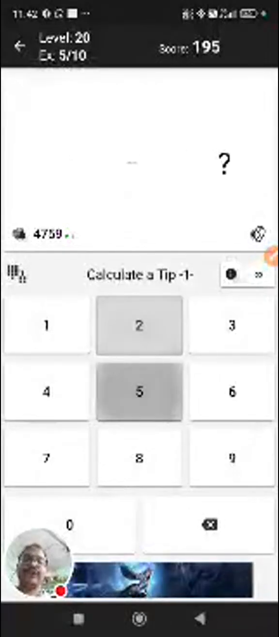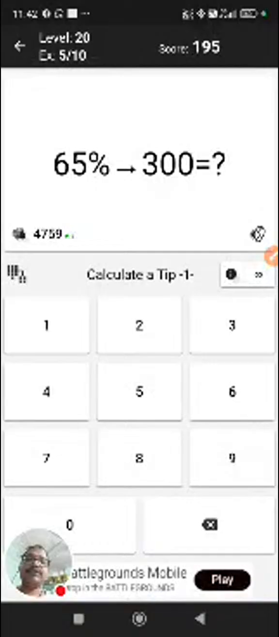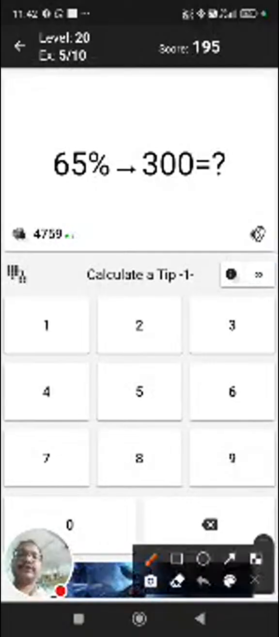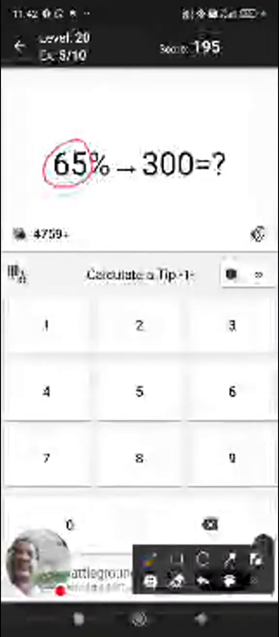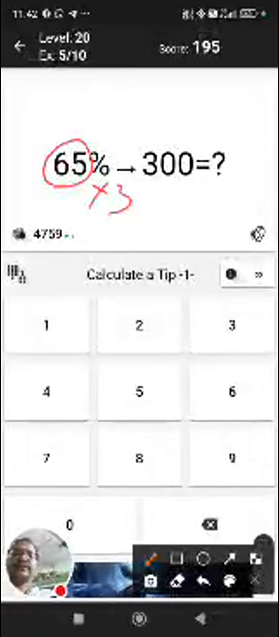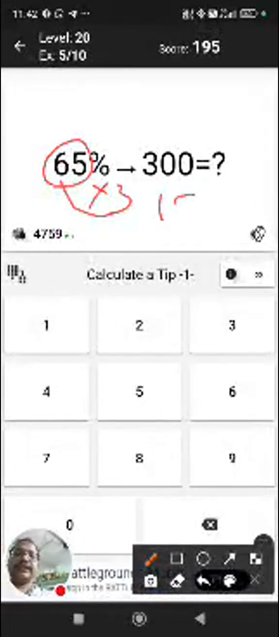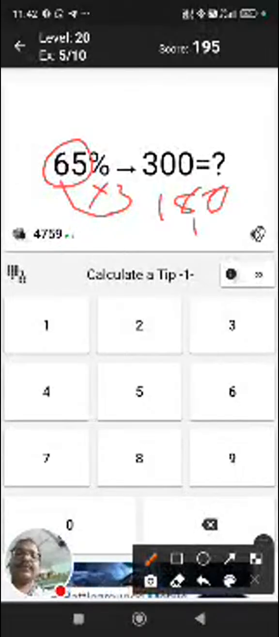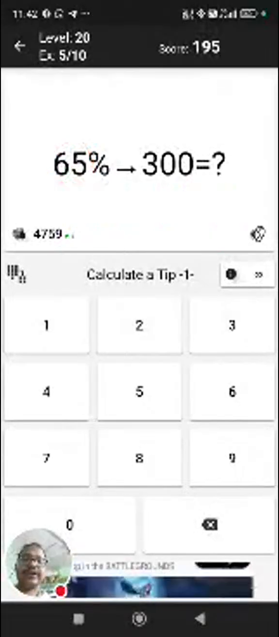15 square 225. Next, 65% of 3. 65 into 3 times. 3 5 times 6 3 times, which will be 180. 180 plus 5 3 times 15. So 195 is the answer.